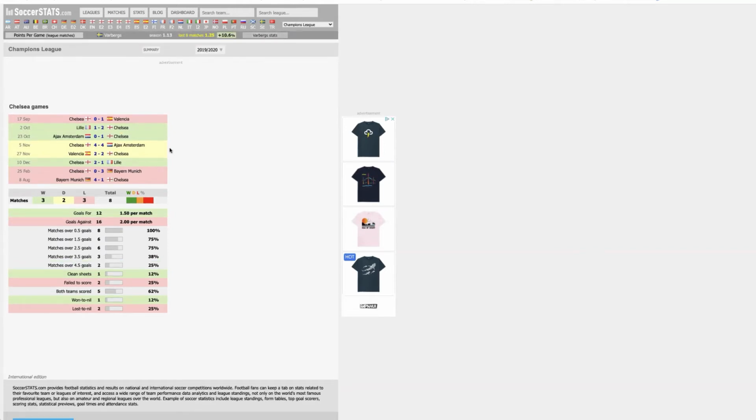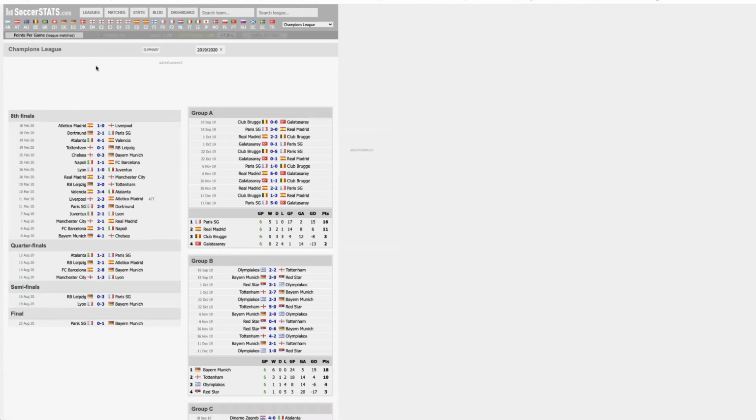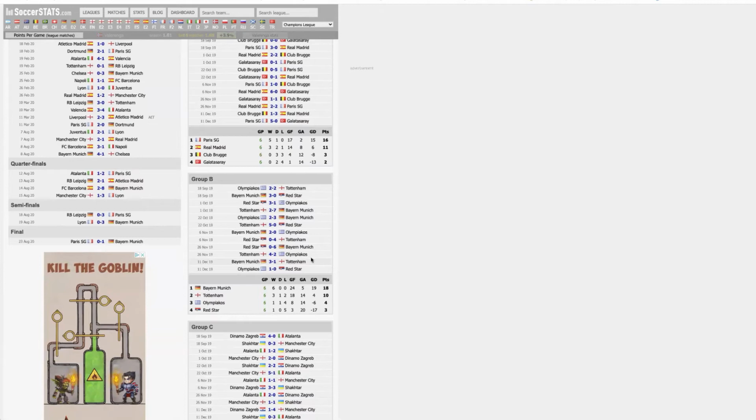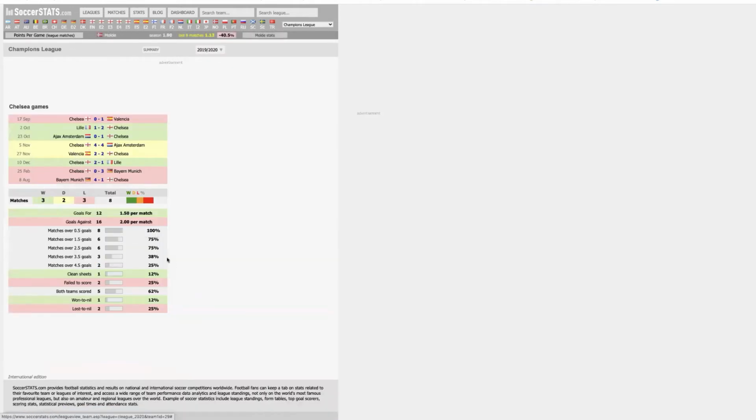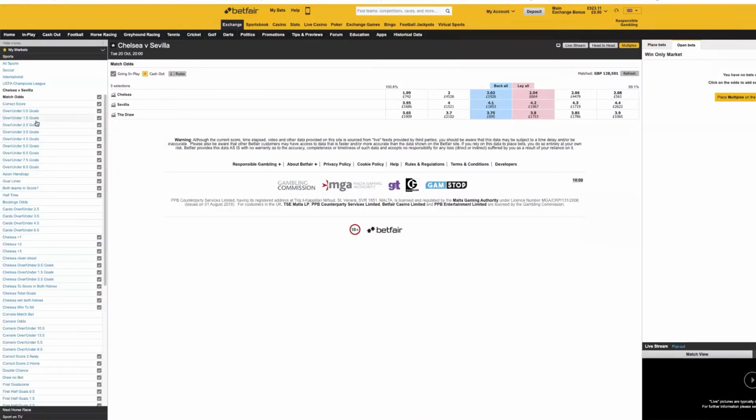So if we then go and have a look at Sevilla, if they were in it last year. It doesn't look like they were in it last season. We can't really go back and see how they did. Once again, it's hard to line up, isn't it? But it looks like last year Chelsea's games had a lot of goals. You've got a 75% chance of over 2.5, and I think they're worse defensively this year than they were last year.